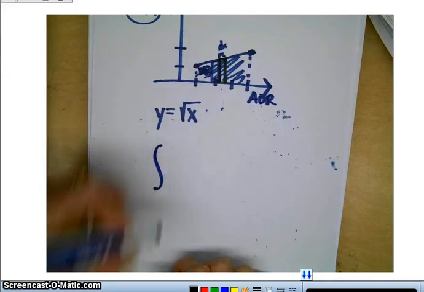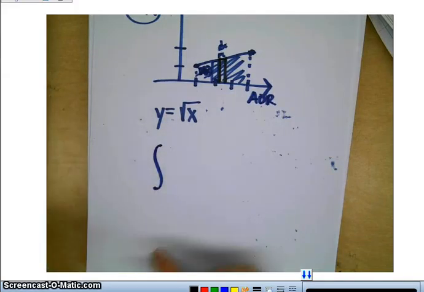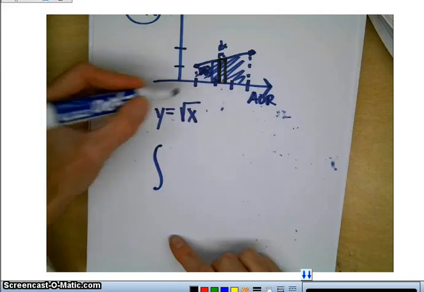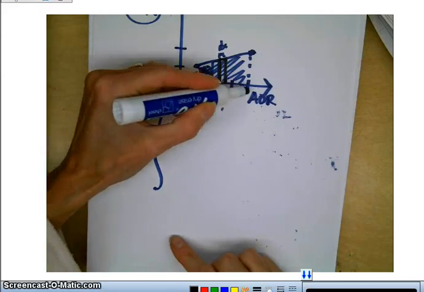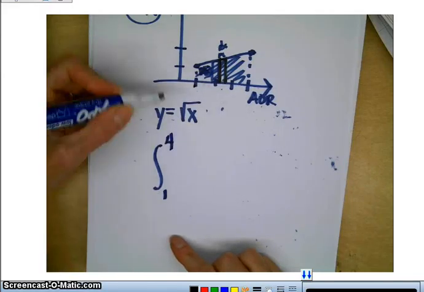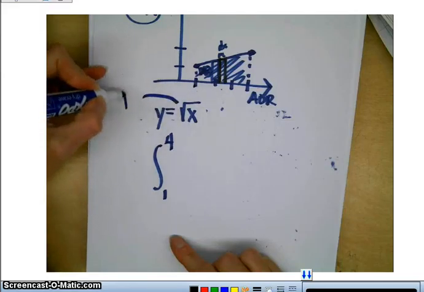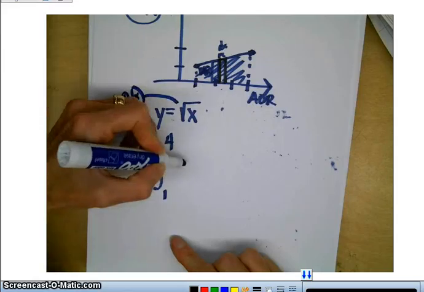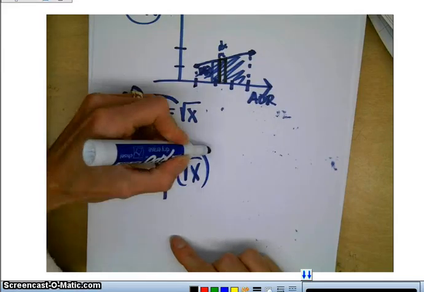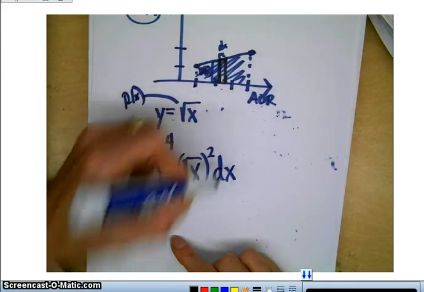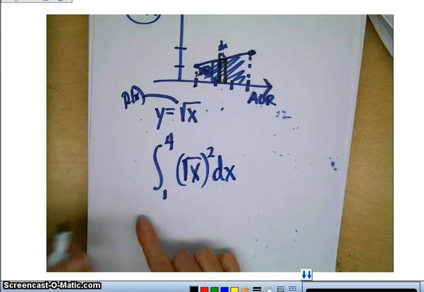The integral would be from where to where? 1 to 4. And what's my function? What's my radius function? Radical x. This is my r of x. So I would take the square root of x and square it. dx is my height. What needs to go out front? Pi.